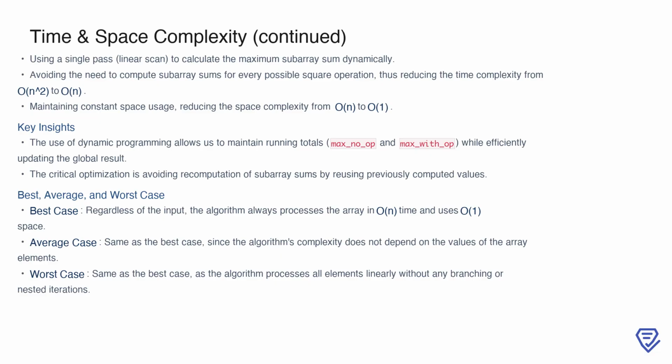Furthermore, since we only use a constant amount of auxiliary space, the space complexity is reduced from O(n) to O(1). The key insight here is leveraging dynamic programming principles to maintain running totals such as max_no_op and max_with_op, which allow us to efficiently update the global result. These optimizations mean that the algorithm performs consistently in the best, average, and worst cases, always processing the array in O(n) time and using O(1) space, regardless of the input values.